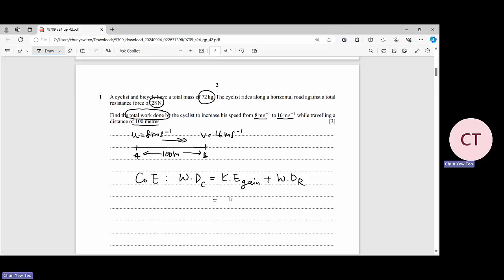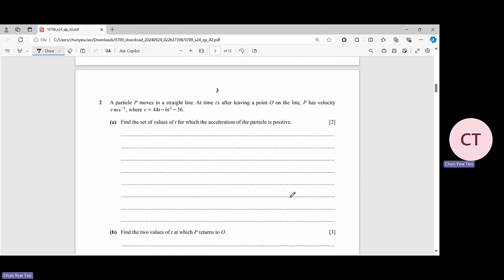The KE gain will be half m, V squared minus U squared. The work done by the resistance is the resistance force multiplied by the total distance traveled. So over here we have m is 72, V is 16, U is 8, the resistance FR is 24, and the distance is 100. Just press the calculator and you get the answer as 9712 joule. Done. So this is the answer for question number 1. Now we move on to question number 2.